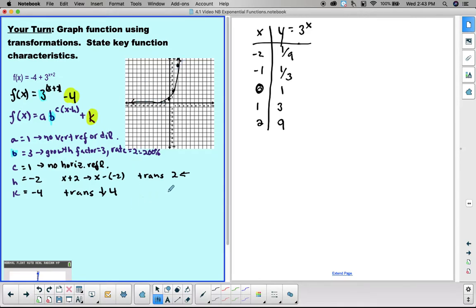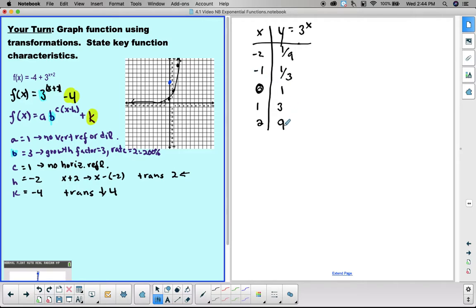But now I need to translate this function. I need to translate it 2 to the left, and then I need to translate it 4 down. So every single point here, so this point, it's going to translate 2 to the left, and then it's going to go 4 down. 1, 2, 3, 4.